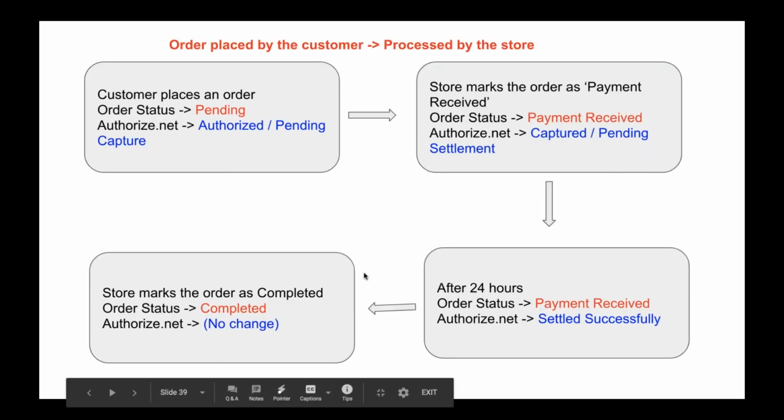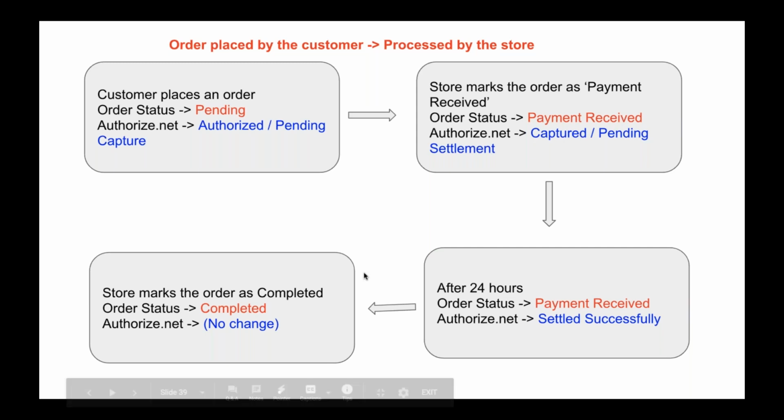So first use case, the order is placed by the customer and processed by the store. So the customer places an order. It is in pending status. And if you look on authorized.net, it's going to say authorized pending capture.